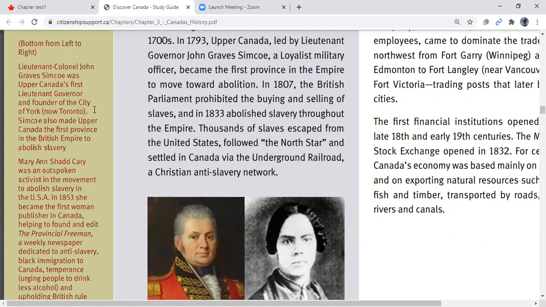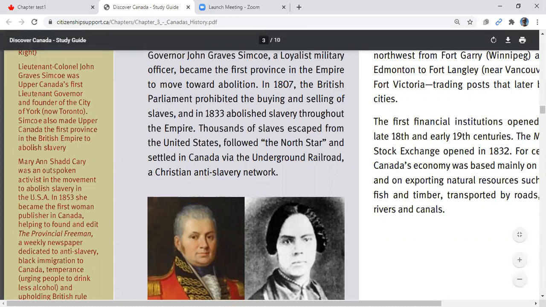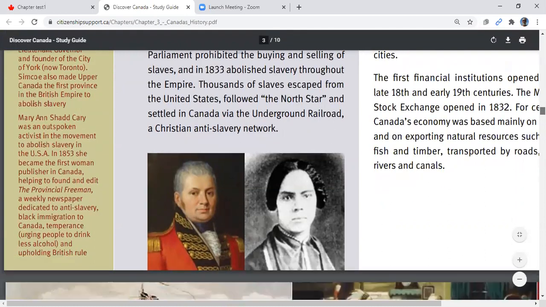Okay, and then he started Toronto and he abolished slavery. And this picture here, I'll go down a bit here. This is sometimes a question. This picture here says Mary Ann Shadd Cary. She was an outspoken activist in the movement to abolish slavery in the United States. In 1853, she became the first woman publisher in Canada, helping to found and edit the Provincial Freeman, a weekly newspaper dedicated to anti-slavery and Black immigration to Canada.